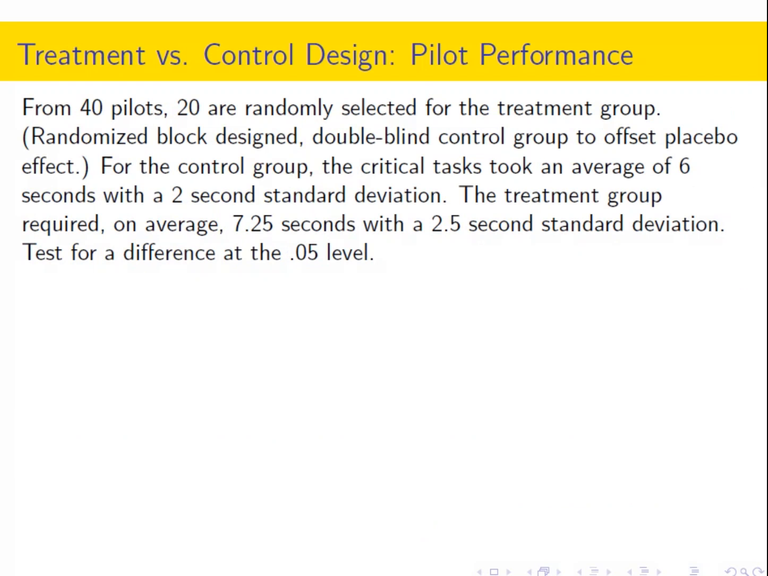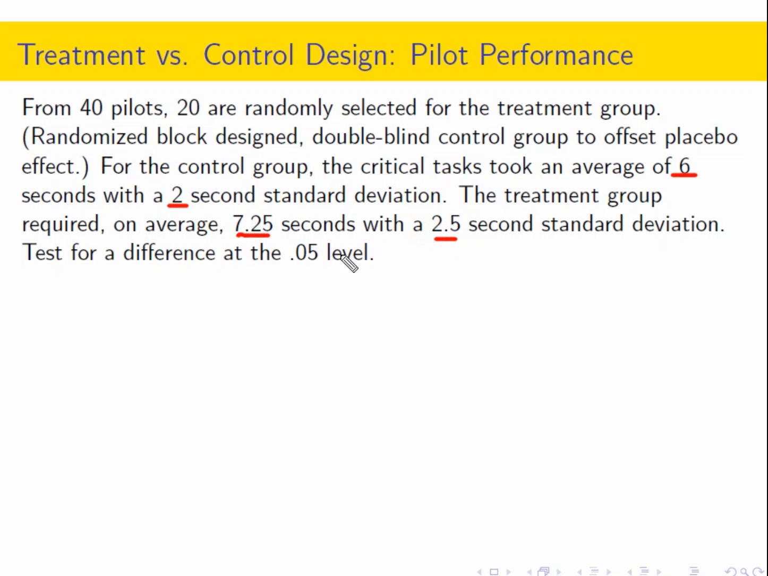I'm not going to go through all the calculations. I go through them elsewhere in the learning materials. But here's the treatment versus control, and we have the values here. So the control group had an average of 6, with a 2-second standard deviation. There are 20 of them. The treatment group, they're a little bit slower, because their number of seconds is higher, that means they were moving a little slower.